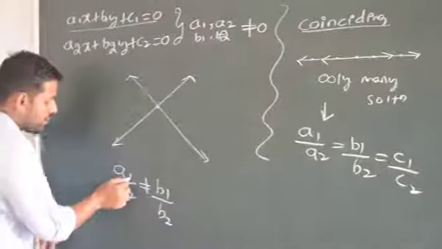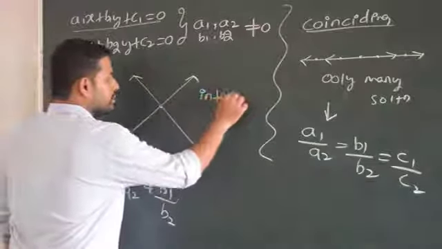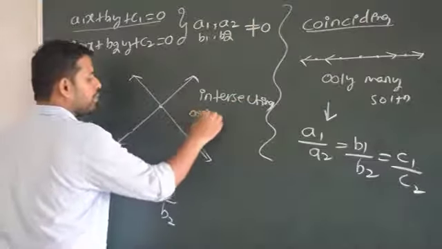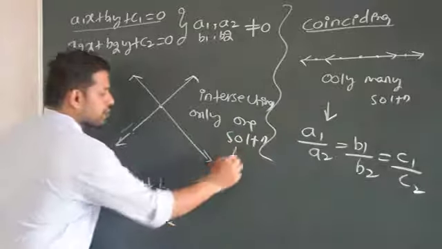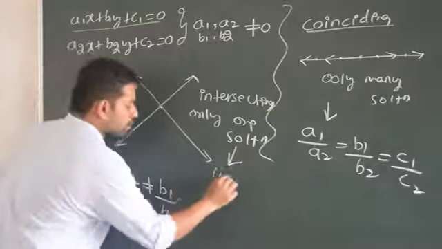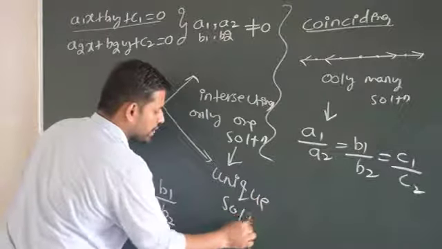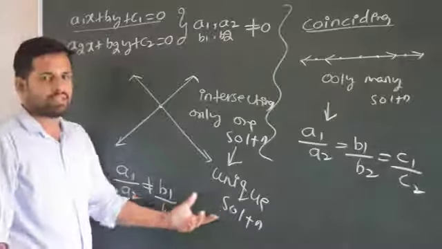If the condition is a1 by a2 is not equal to b1 by b2, these graphs will be intersecting and they will have only one solution. How many solutions will they have? Only one solution, and only one solution means we can call it a unique solution also. Correct, no? Only one solution means unique solution. These are the words used by NCERT. I am using the same words.